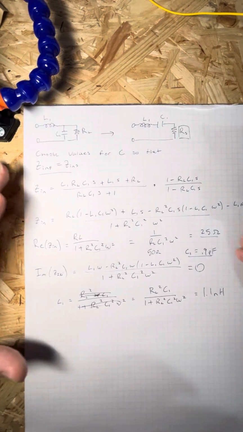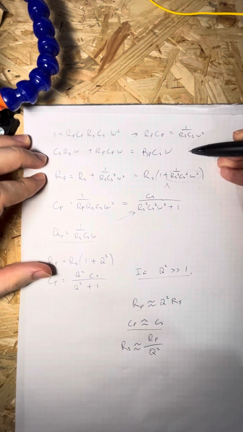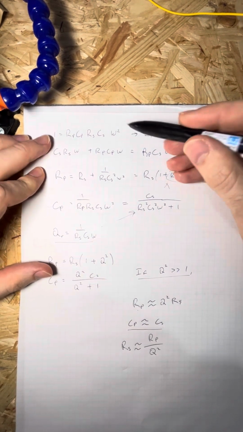With just one equation, that's not enough. Oh, I lost a piece of paper. With one equation, that's not enough. We want to set both the imaginary and the real parts equal, and that gives us 2 equations.